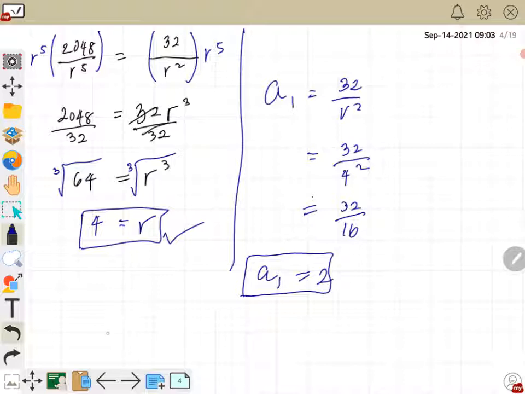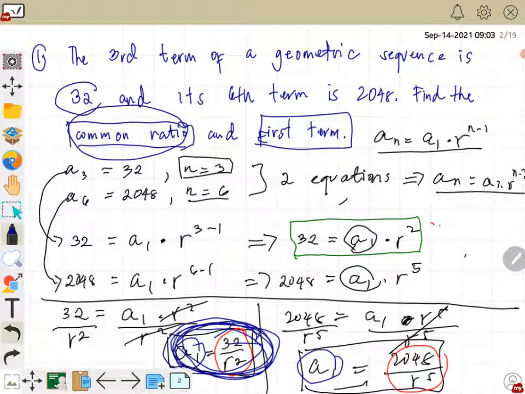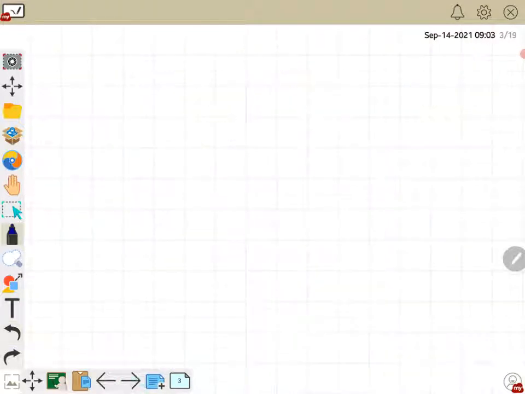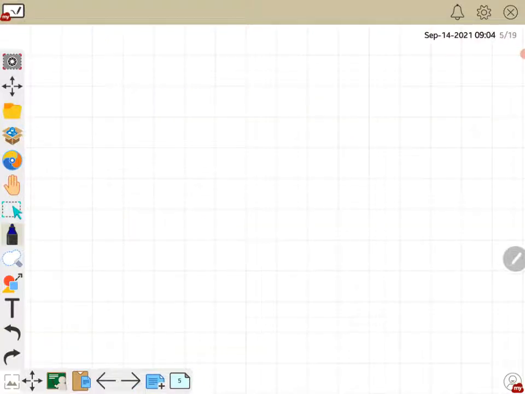Okay, so imagine your first term is 2, your r is 4. So that gives us the sequence. It's like giving 2, the first, times 4, because r is the constant value being multiplied to the terms to get the other terms. 2 times 4 becomes 8, times 4 is 32, times 4 is 128. Notice that if you continue this pattern, it's really correct that the third term is actually 32, as said in the given. If you continue, you'll get to the sixth term, 2048. We just ended it at 4 terms. That is our first problem. Let's proceed with the next problem.